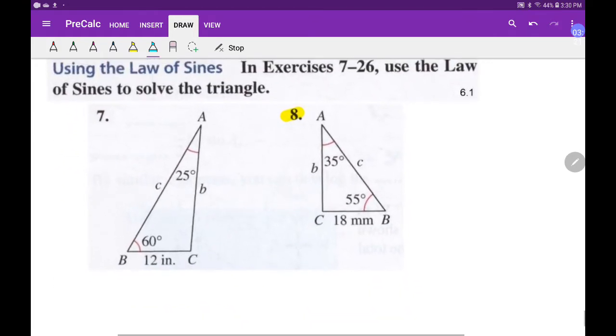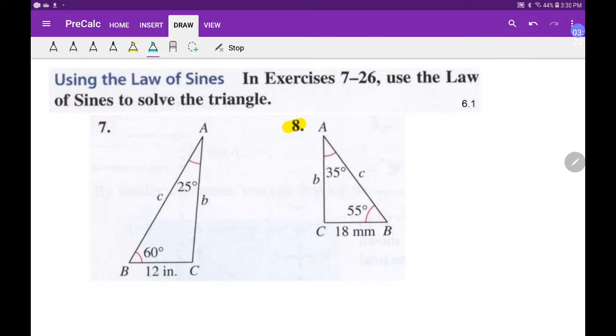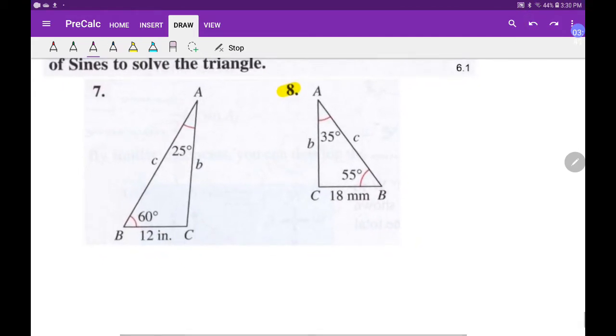Okay, so let's go ahead. We're going to solve, apparently we're going to do the whole triangle, okay? I was going to just do part of it, but we'll do the whole thing. So, we know this angle, we know this angle, we know this side. So I'm going to put my sides on the top. I could put my angles on the top, but since I don't know the side, I'm going to put the side on the top.